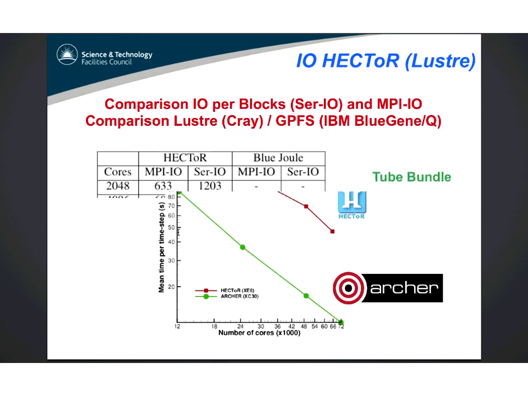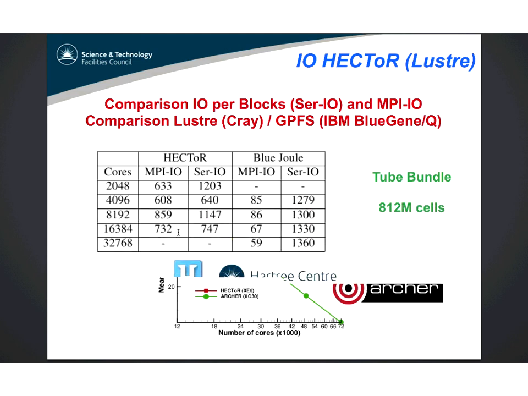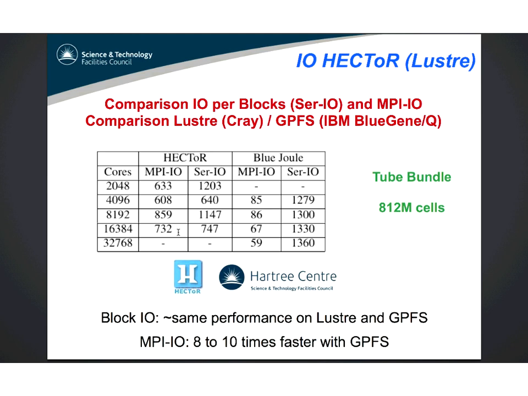So now going to the IOs, we compare the IOs generated by blocks, which are called here serial IOs, and MPI-IO, on both machines HECToR and Blue Joule, which is the Blue Gene/Q here. If you look first at the two columns concerning the serial IOs, you can see that the time is not very different, basically. It's very scattered on HECToR and pretty much constant on Blue Joule, and it's about 1200 for both. So there's not much difference running the IO per block algorithm on both machines.